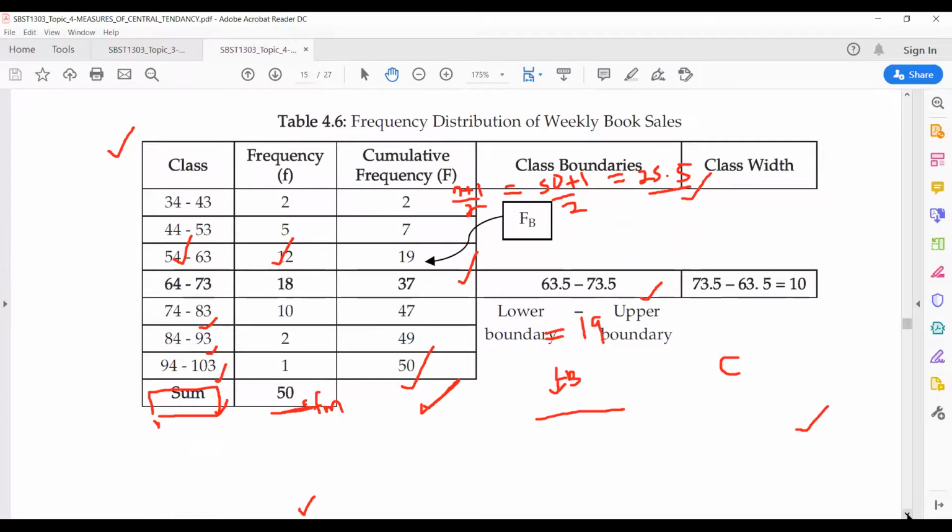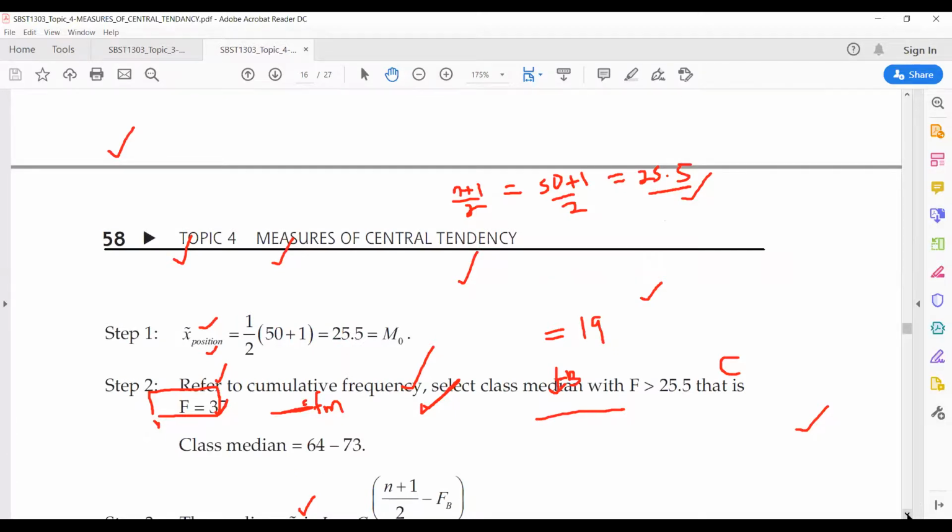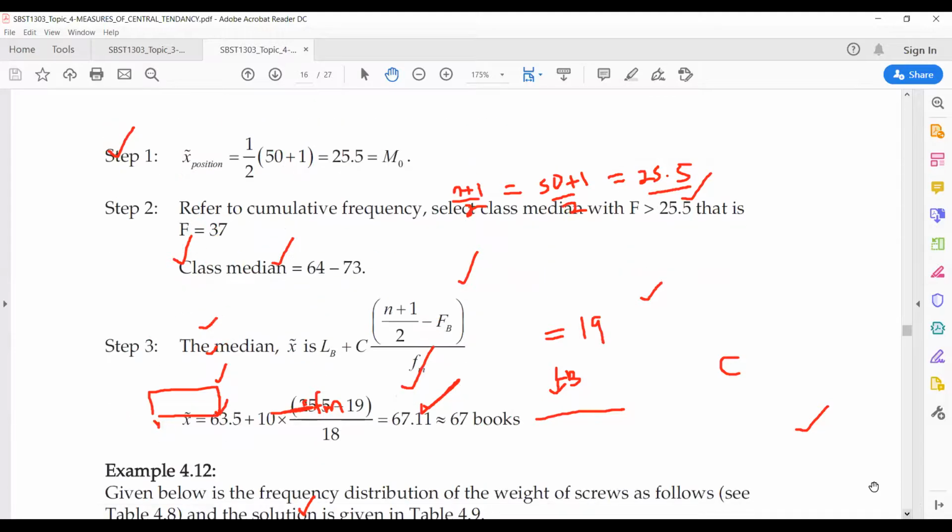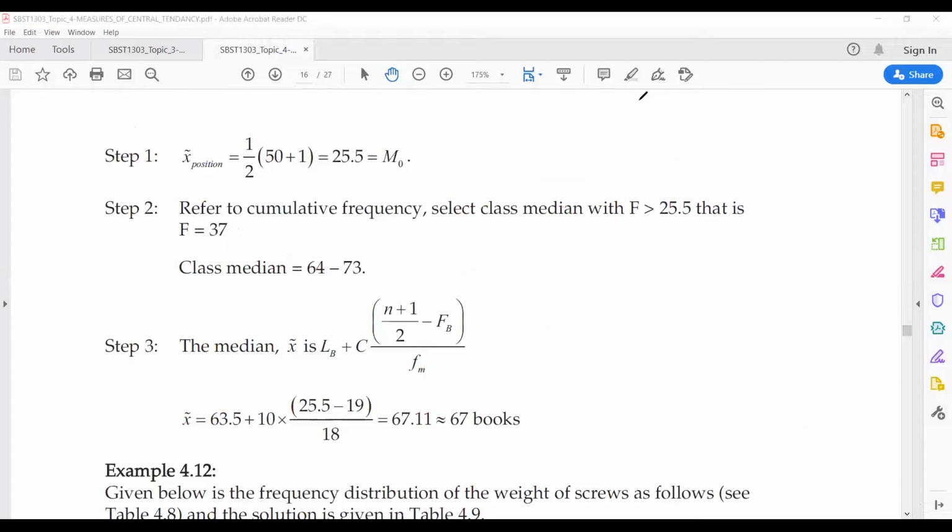From our formula, if we substitute all these values into the formula, we're going to get LB, we know that as 63.5. Class width, we calculated that to be 10. N plus 1 over 2, we calculated to be 25.5. FB is 19. And then FM is what? It's 18. Okay? And then when you do the computation, you should get 67.11, which is approximately 67 books. Yeah, 67 books. Very good. Any question on the estimation of the median?